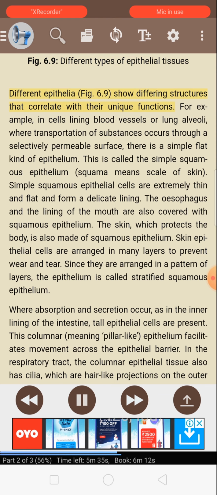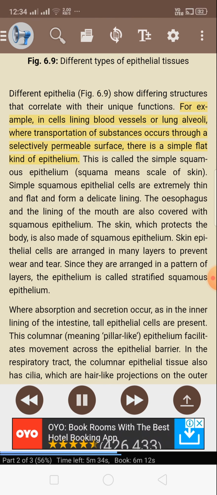Different epithelia in figure 6.9 show different structures that correlate with the unique functions. For example, in cells lining blood vessels or lung alveoli, where transportation of substances occurs through a selectively permeable surface, there is a simple flat kind of epithelium. This is called the simple squamous epithelium. Squama means scale of skin.